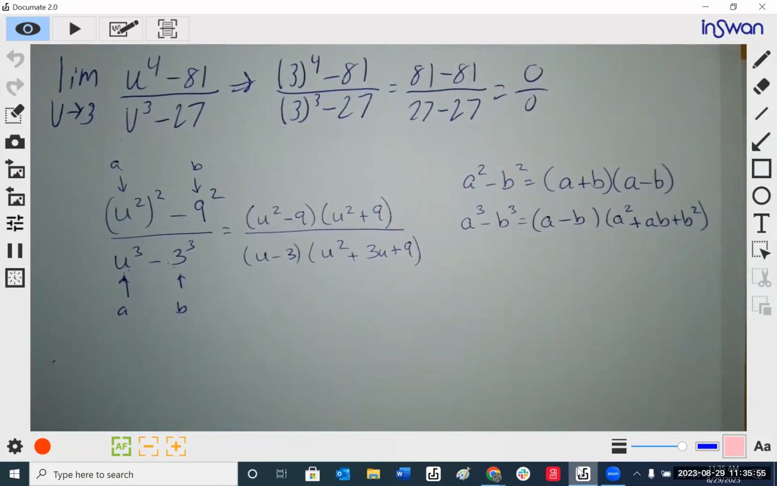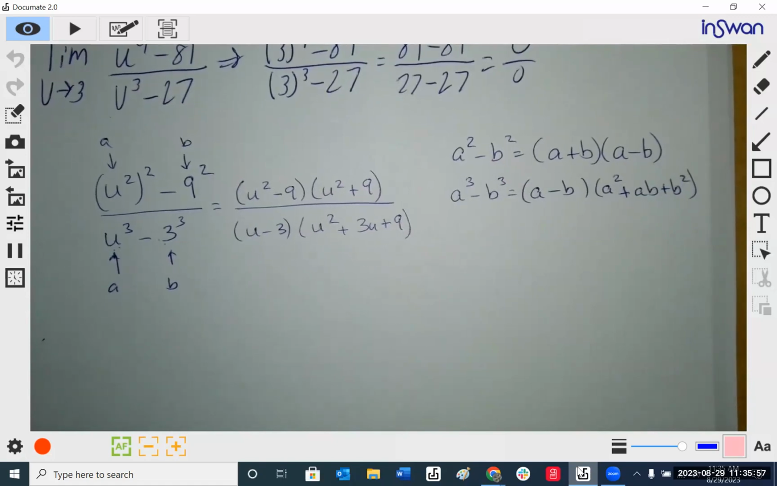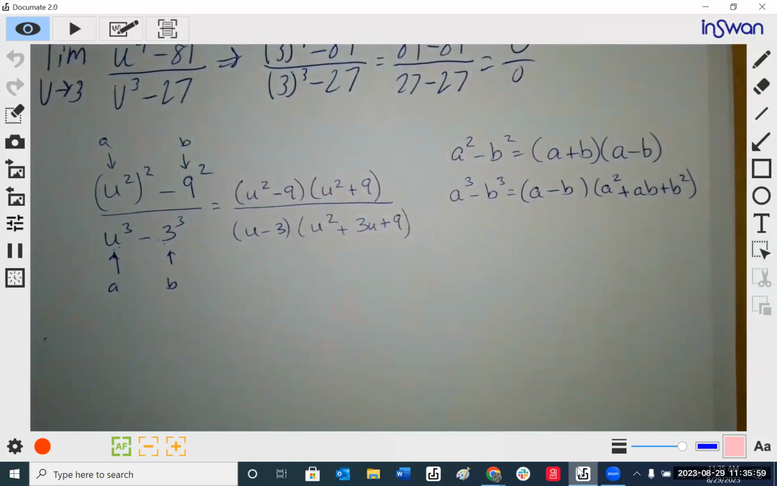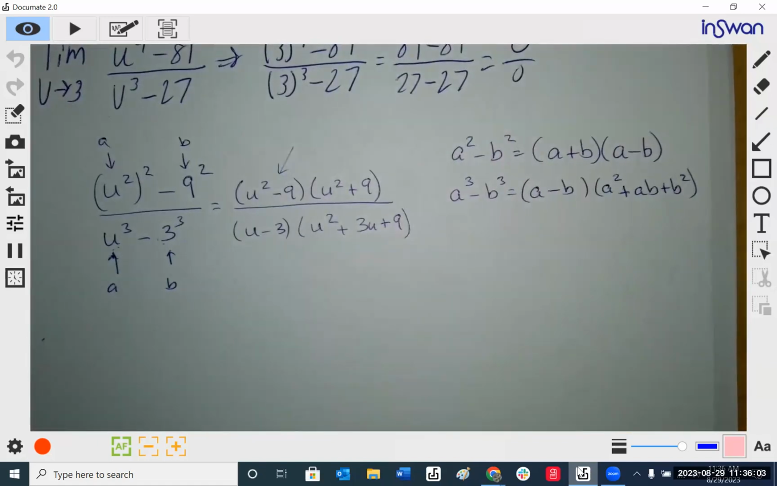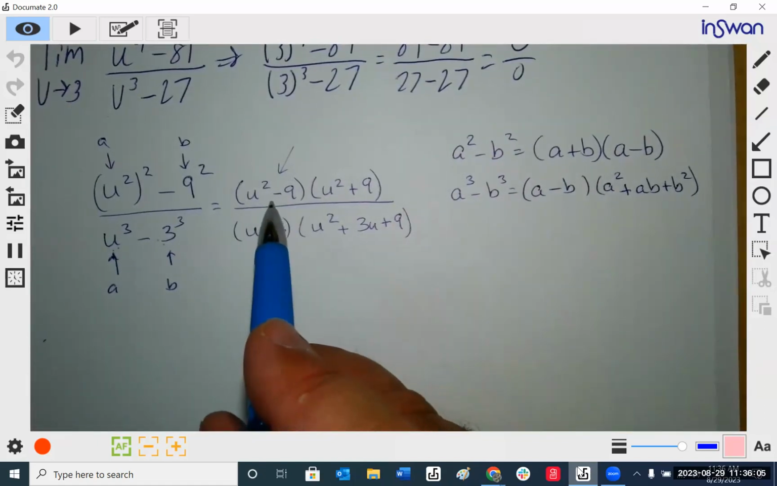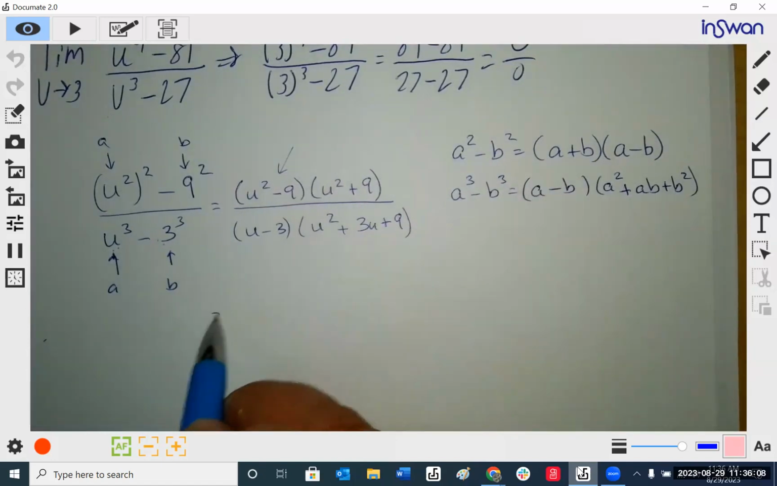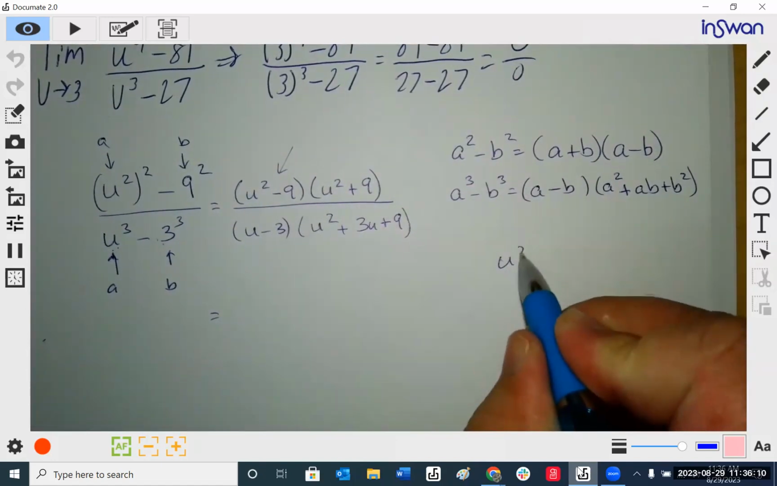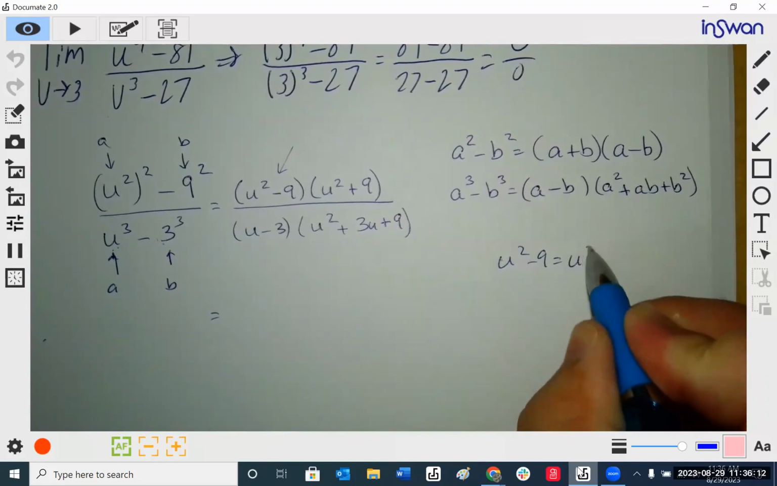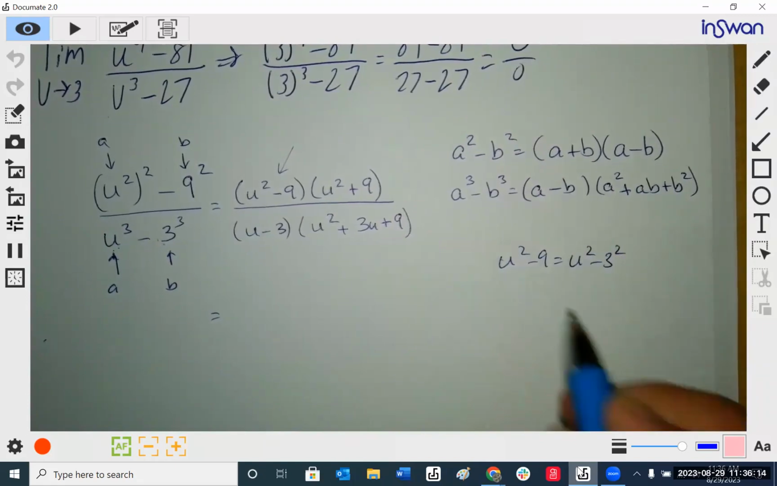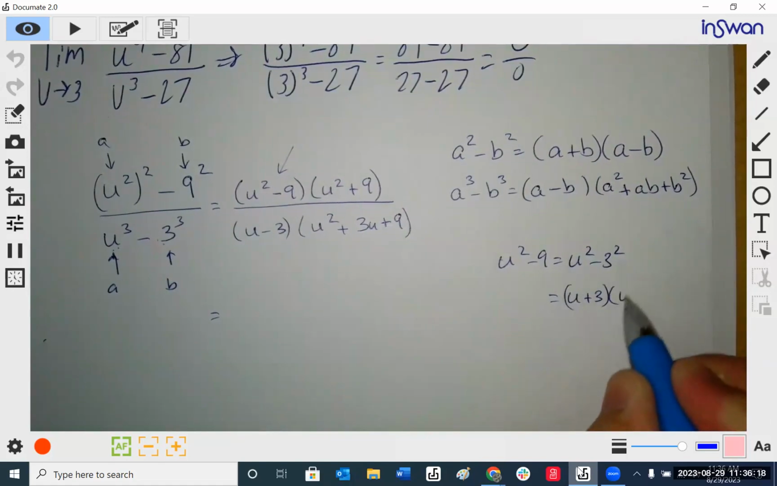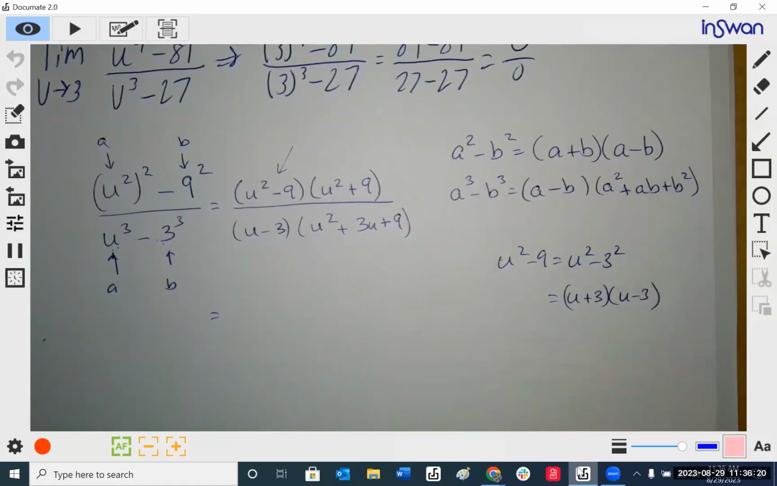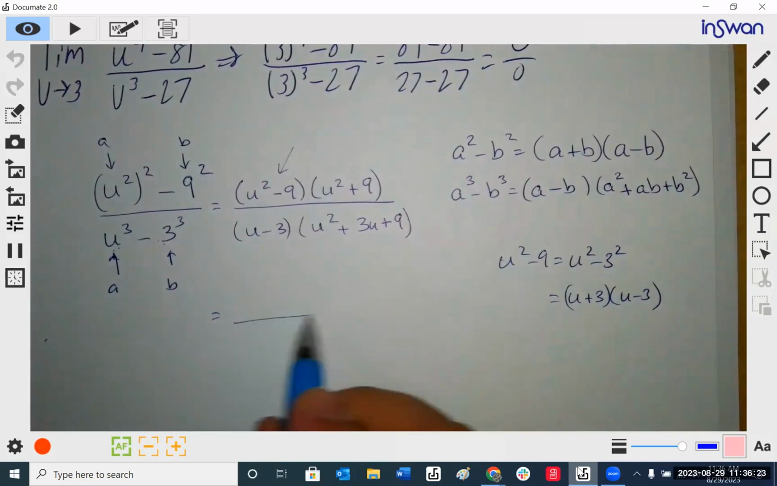But we haven't gotten too far, have we? All we did was factor them out. Can we factor anything else out? Yeah, we could, this one here. u squared minus 9 is the same thing as u squared minus 3 squared, which is u plus 3, u minus 3. Very good.